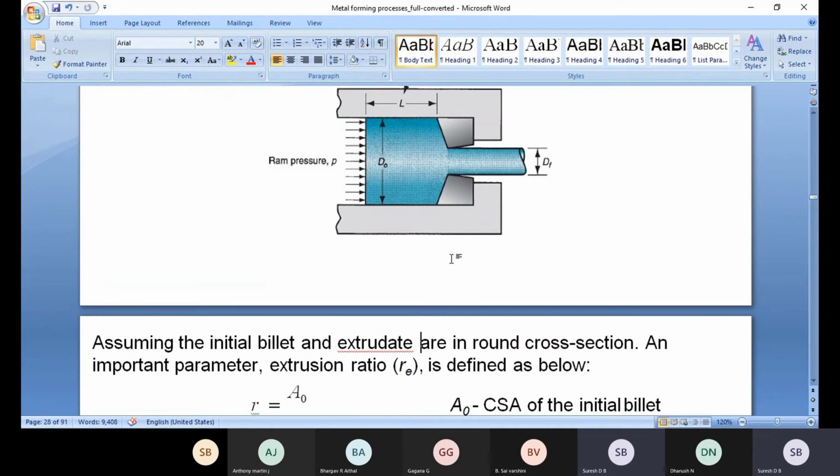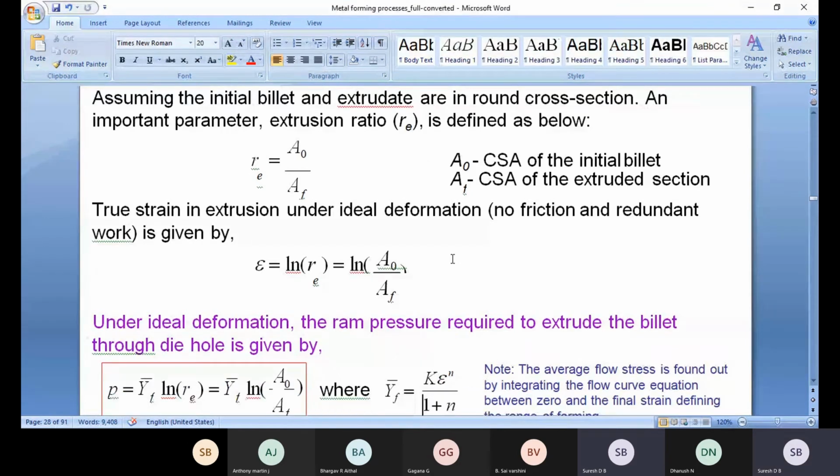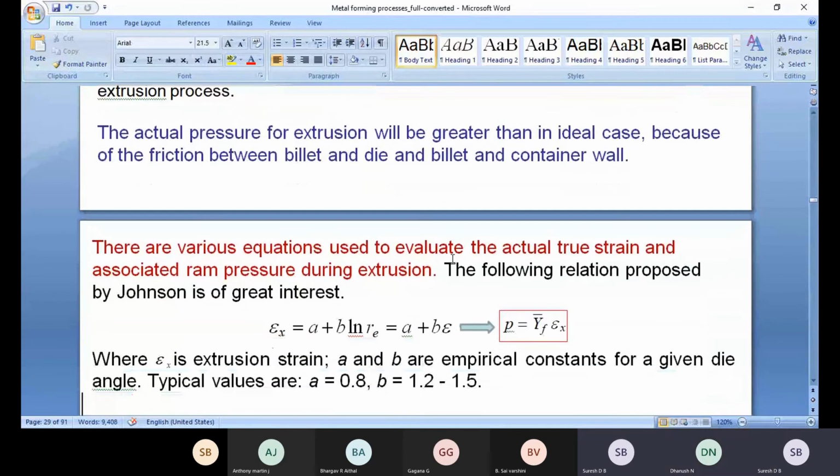Now, is your doubt clear? Yes, sir. Clear or not? Yes, sir.